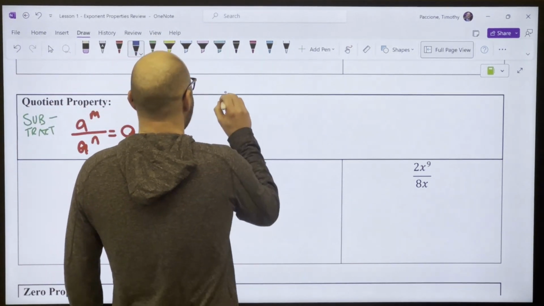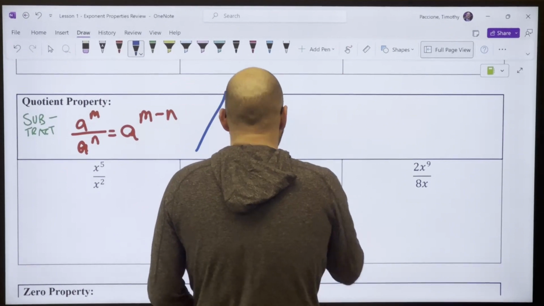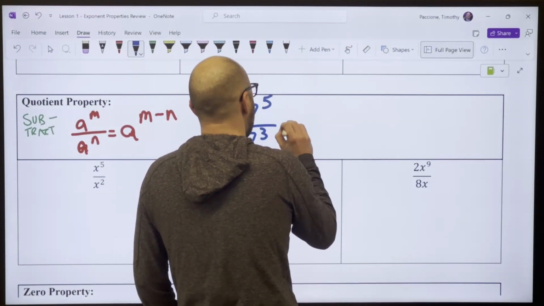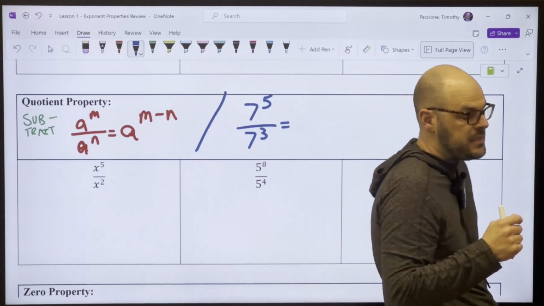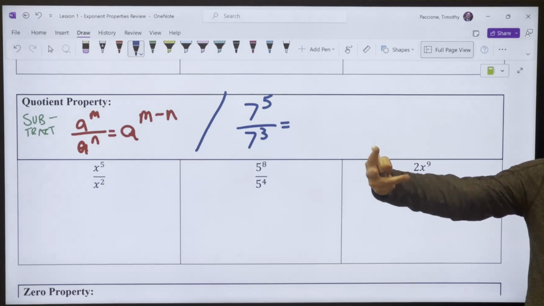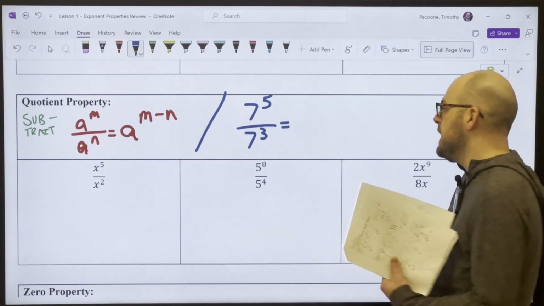For example, you might have 7 to the 5th over 7 to the 3rd, right? So you would say, okay, that's the same base, so I subtract, I get 7 to the 2nd. And here we'll prove it.